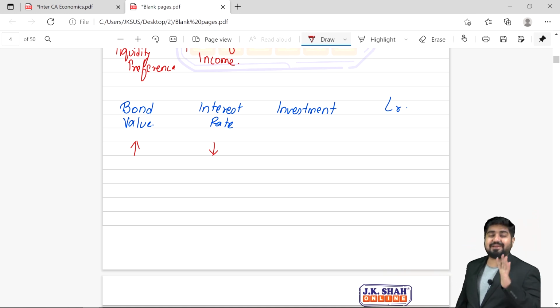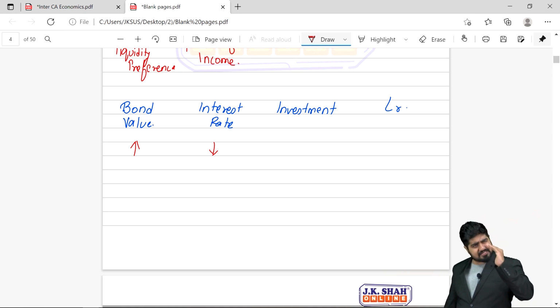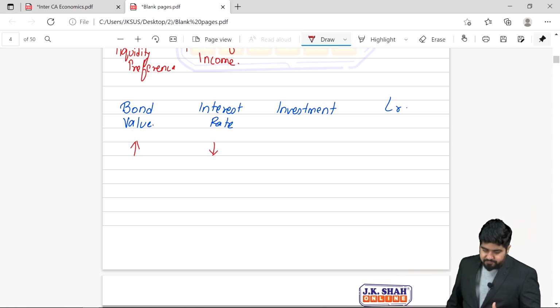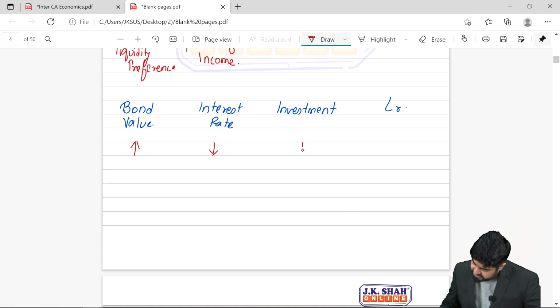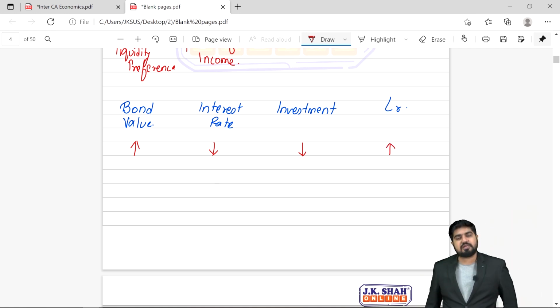You will liquidate your investment if it has already reached the peak. So there is no scope of capital appreciation, no scope of a higher interest rate offering. Why would you stay invested in such a case? You will withdraw your investment and convert your bonds into a liquid asset, that is money. So liquidity preference would increase.